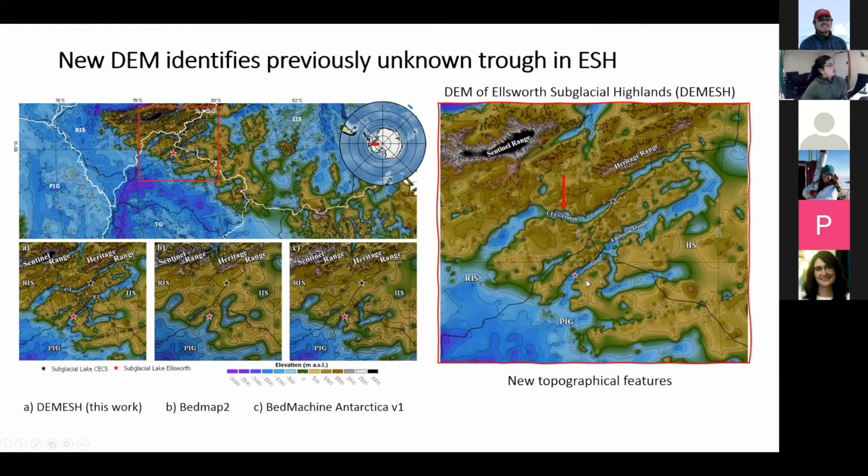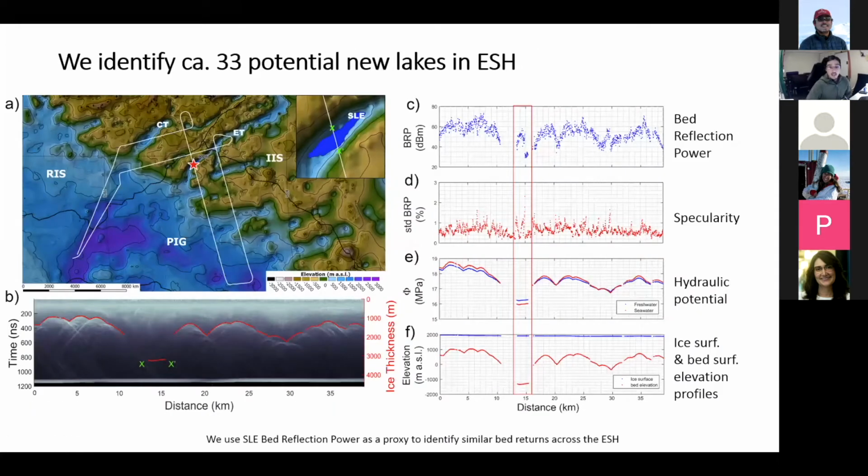This is an example of a definite subglacial lake. In panel A, the white lines are representing the airborne radar lines that we use for this example. In B, the radargram is showing in red the bed topography. X to X prime represent the surface of subglacial lake Ellsworth, and this X to X prime is highlighted in this red box on the graphs.